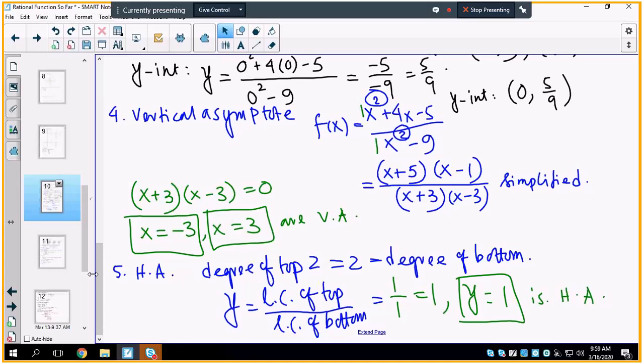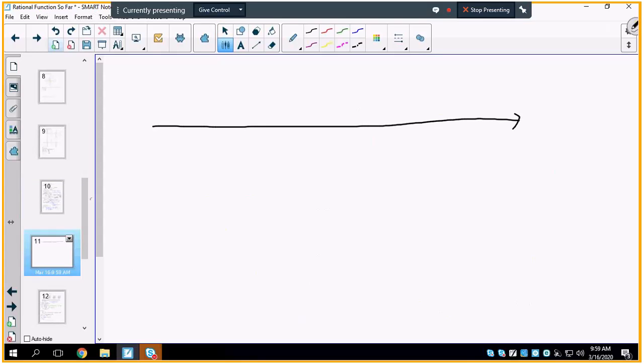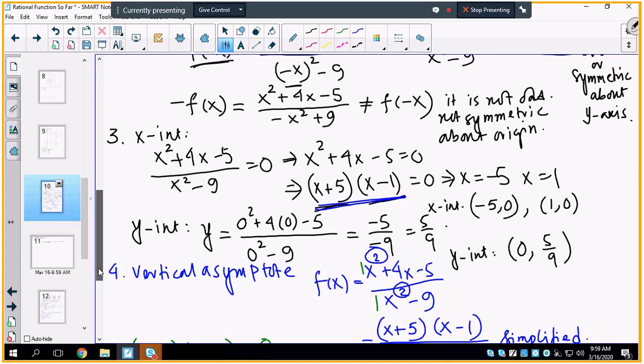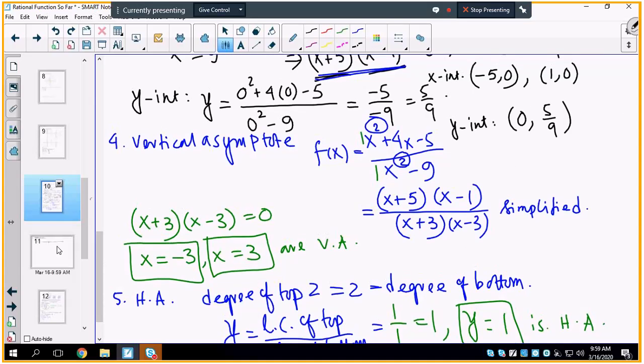The next step is doing the number line test. So I will go ahead and do the number line test to understand the x-intercepts and the vertical asymptotes. Remember, your x-intercepts, if you go back, they are -5 and +1, whereas vertical asymptotes are -3 and +3. And you need all 4 of them.